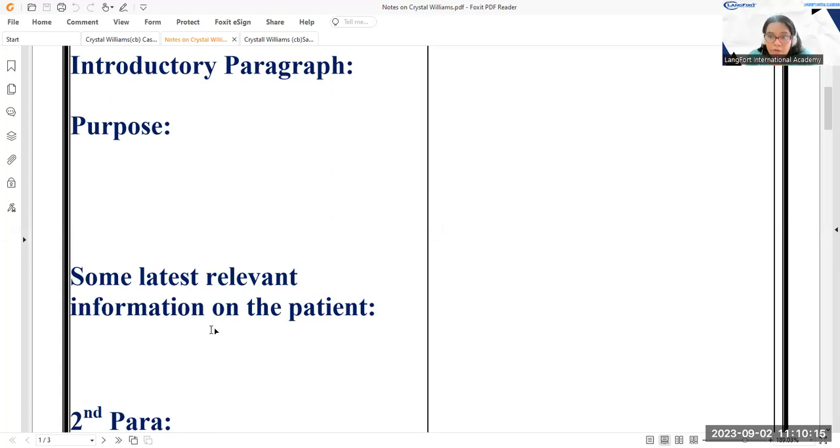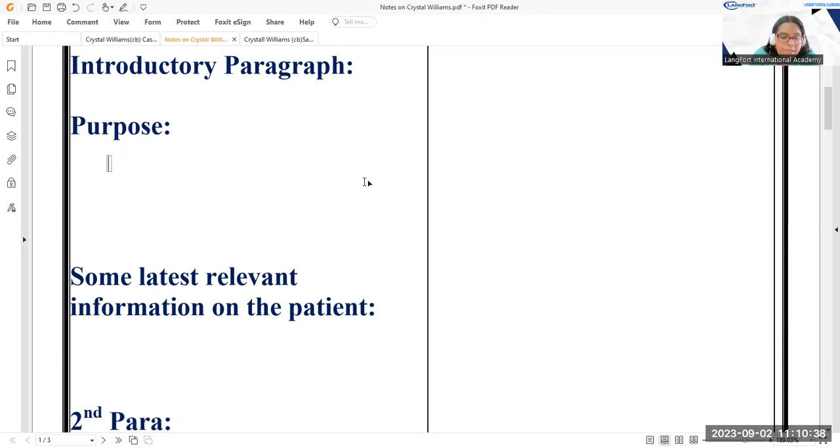Sometimes it can be the diagnosis. Sometimes it can be the patient's current problem. Sometimes it can be the patient's history. It depends on the scenario. You need to include a piece of information that gives the reader some idea about the patient. It is up to you as a writer to choose what you want to include in the introductory paragraph. So tell me one thing.